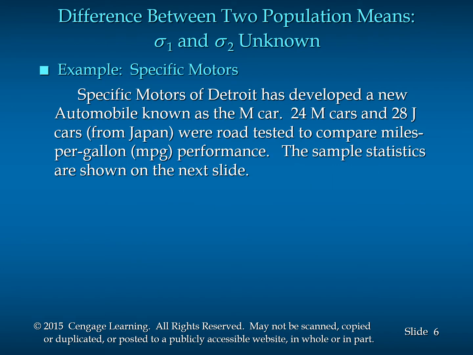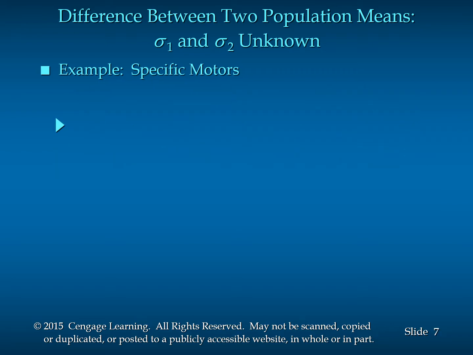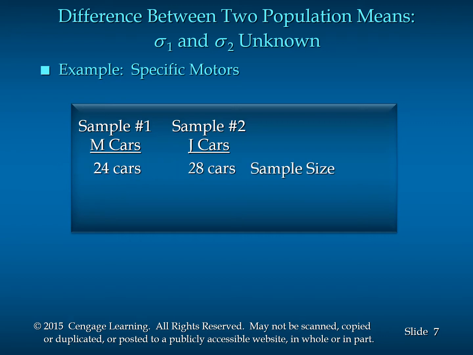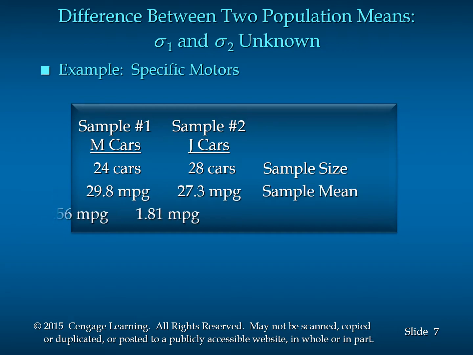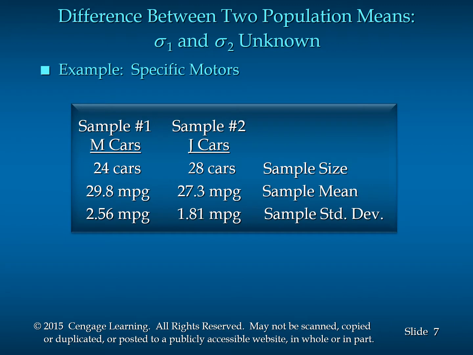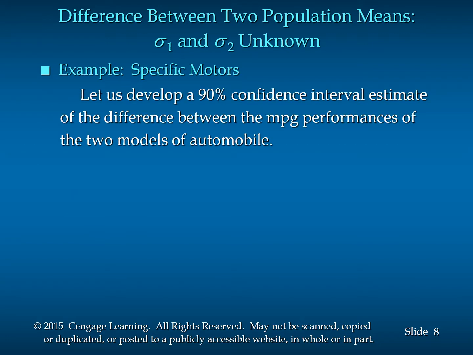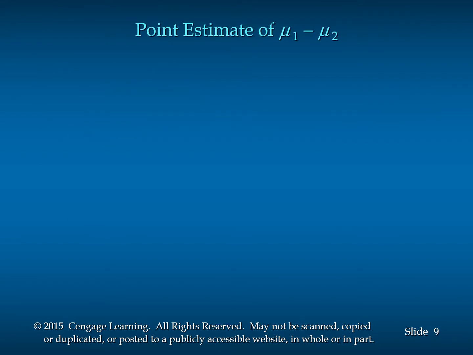Let's go through an example with 2 different car models where fuel economy is important. Here's the data for the samples for the 2 different cars. We have the sample size, the sample means, and the sample standard deviations. We will develop a 90% confidence interval for the difference between the 2 population means using the 2 sample means.